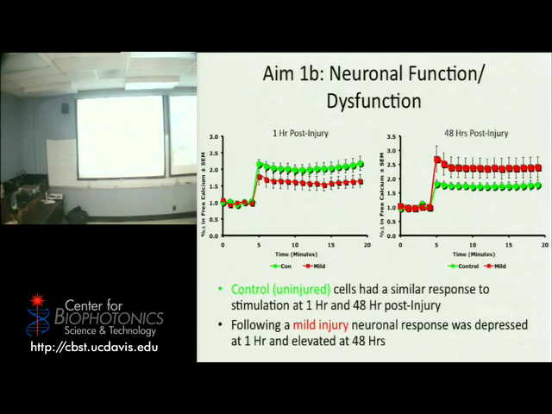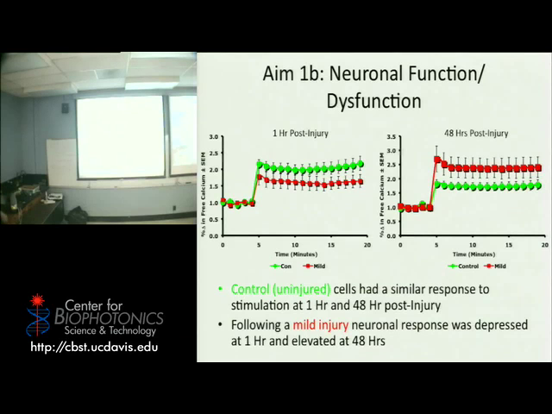If I wait 48 hours, this is a different culture, different cultures. Again, the control here in the green, if you look at the axis, it's right around 2. So it's about a doubling. So that's about what controls do. But 48 hours after a mild injury, the injured cell responds with a 2.5.